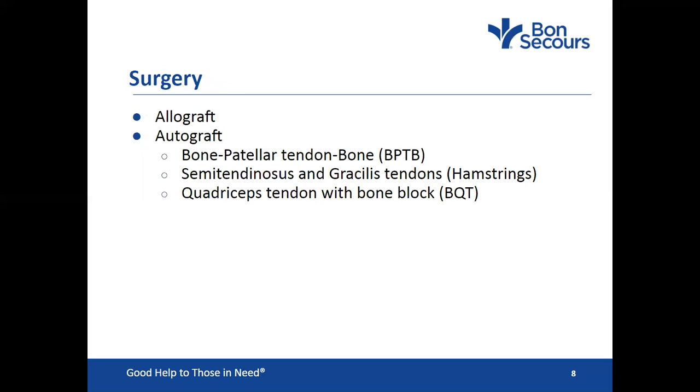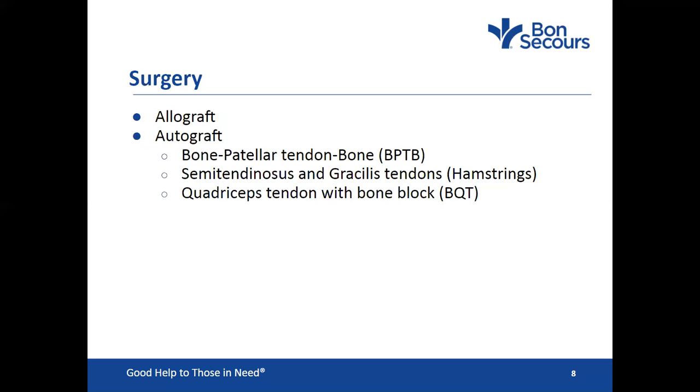If your athlete has sustained a grade 3 ACL sprain or tear, they may require surgery to reconstruct the ligament. There are several options for reconstruction. These include an allograft, which is when the graft comes from a cadaver donor, or an autograft, where the graft is taken from the patient's own tissues.